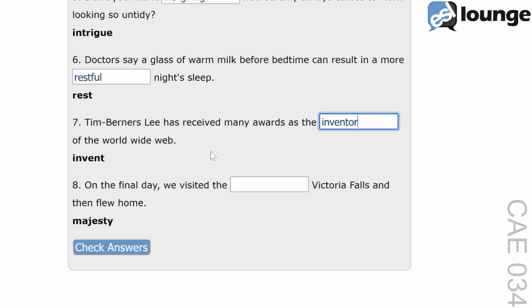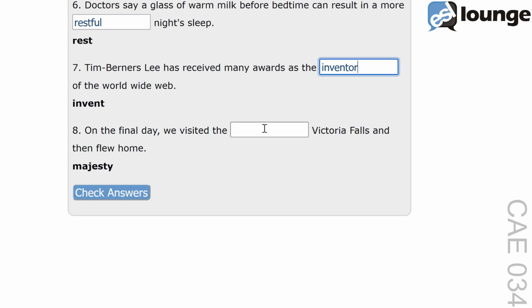And now the last one, question 8. On the final day, we visited the blank Victoria Falls and then flew home. The base word is majesty. The correct form here is majestic.